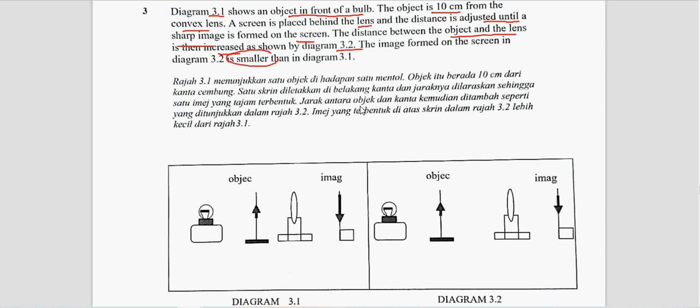Nampak? This one is actually U. And then here is the height of the image, H. Okay? So you can see that. Nampak? This is U, this is the height of the image. So it means that although the diagram is not the same, the marking scheme is the same. I show you another one.